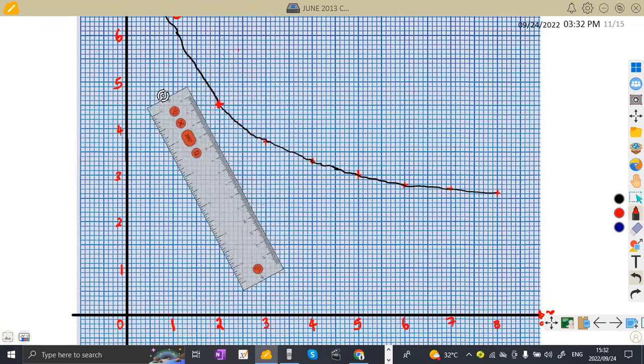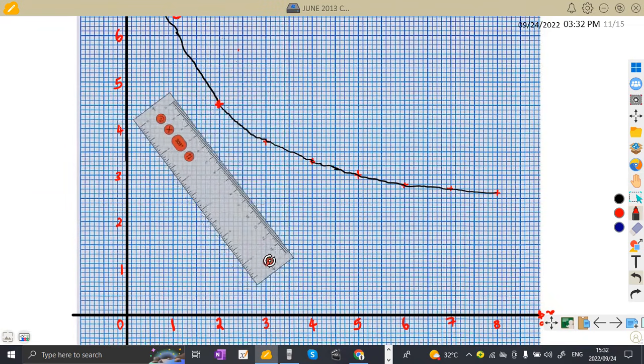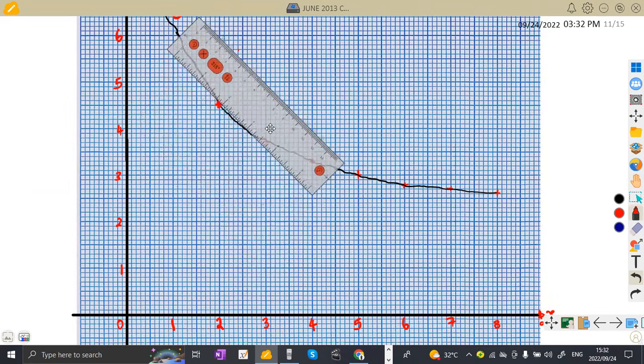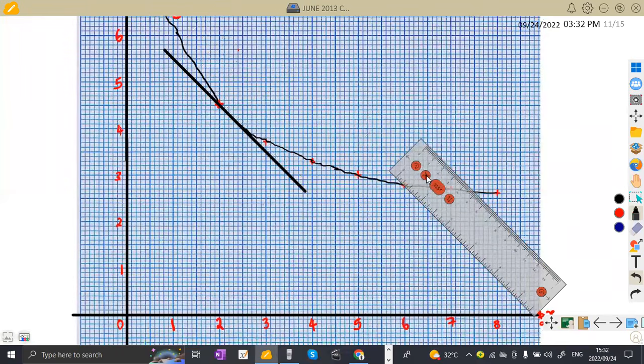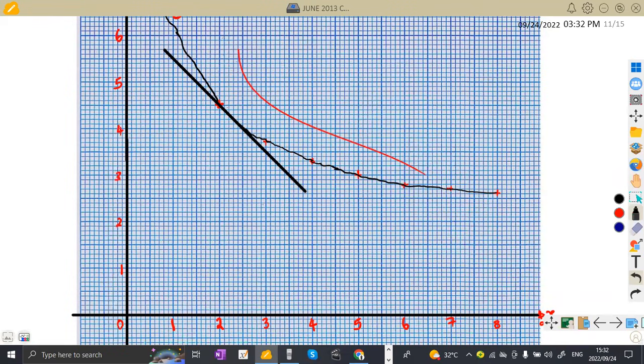So make sure that you draw a line at least 3 centimeters from that point like this. The tangent just touches the curve. You don't draw inside of the curve. It must just touch the curve. Then you can join, something like that. Like I said, it's not going to be that accurate, but that's what you're supposed to have.